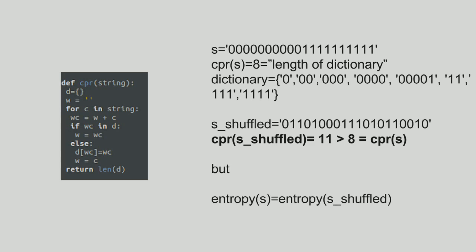So here's a simple implementation of it. You have some string, let's say a binary string as here, and according to this algorithm, you come up with some dictionary, and then you go through the string, and for each element in the string, you check whether it is already in the dictionary or not.